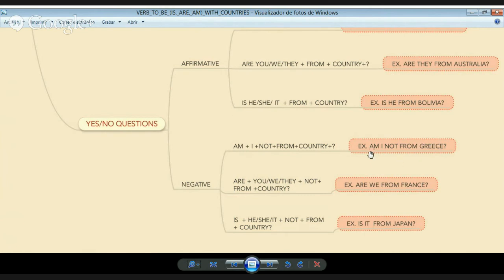So can I say, am I not from Greece? Basically, you have the same structure in the other way. But here, you need the preposition from as well. So you have, are you, okay, are we, are they? So with the negative form, we just add not. So example, are we from France?